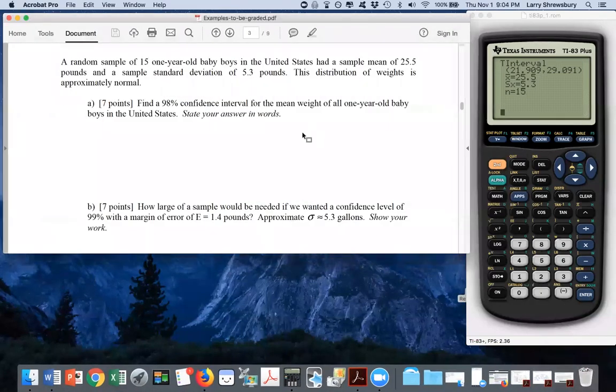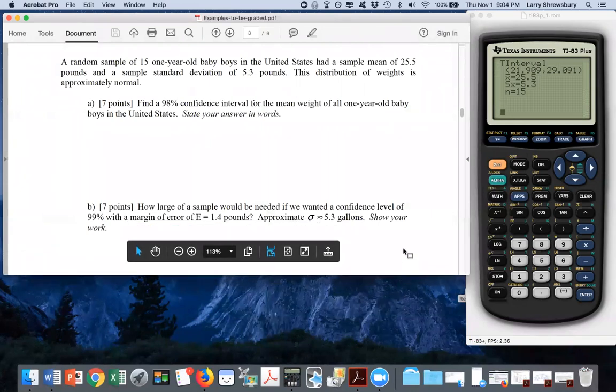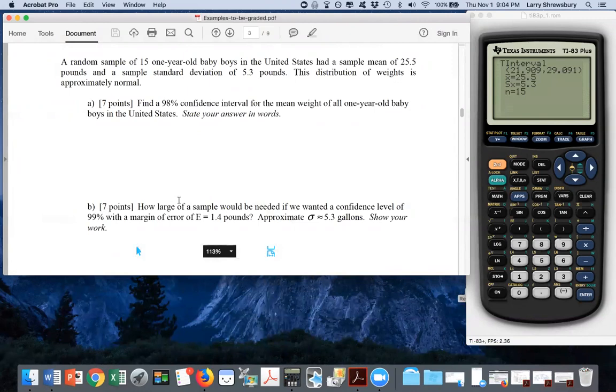Now let's look at the sample size. How large of a sample would be needed here? Well, let's see. They want a confidence level of 99%. Ooh, that's pretty high. Margin of error of just 1.4 pounds. Ooh, that's pretty small. They're being pretty demanding. So they're going to approximate, they're going to tell me approximately this.